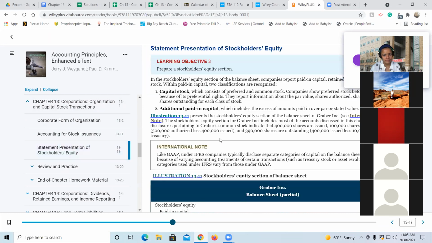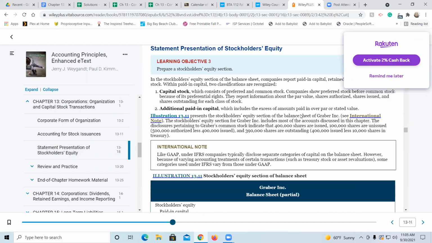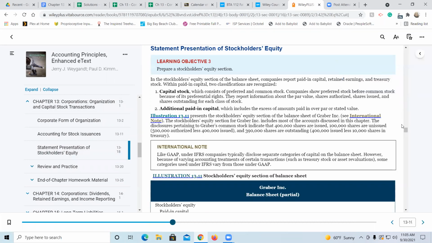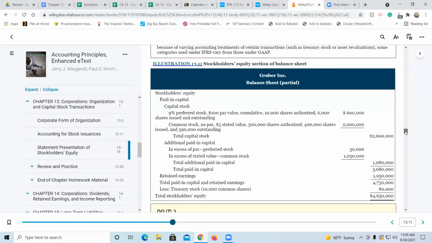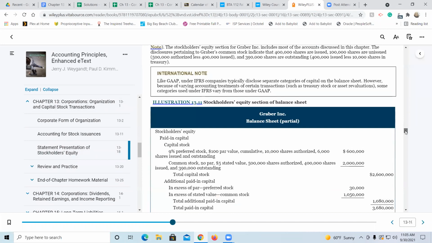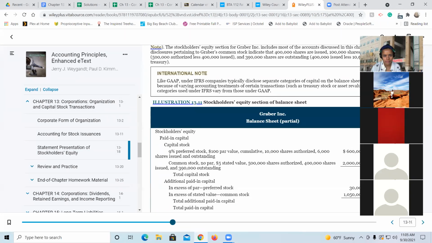So yeah, illustration 13.11 is showing a full, that's what I was saying, right? That you do find this in the book. It's showing a full stockholders equity. So you can go and look at that shortly. Just bear with me for a minute as you look at this.